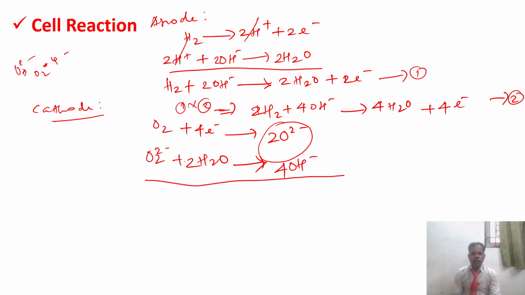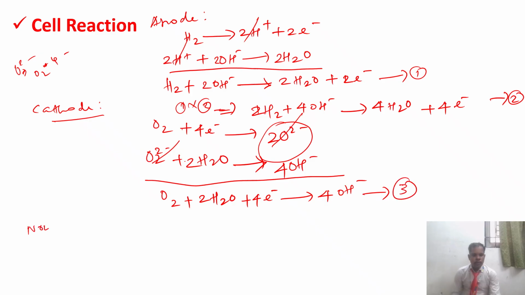So now we cancel the common term. O2 minus cancels. So what about the reaction? O2 plus 2H2O plus 4 electron gives 4 OH minus. So this is equation number 3. Now comparing equation 2 and 3.